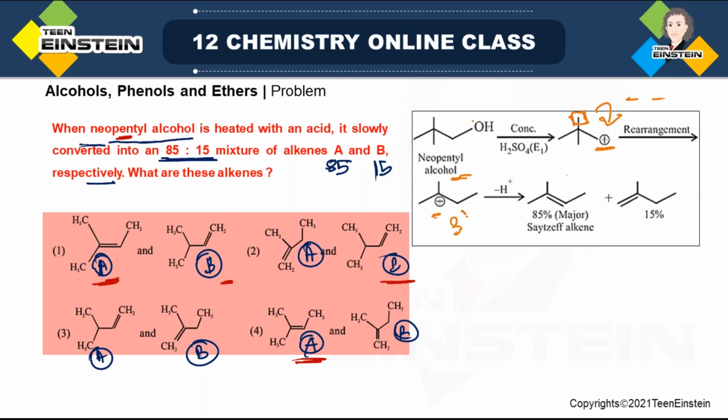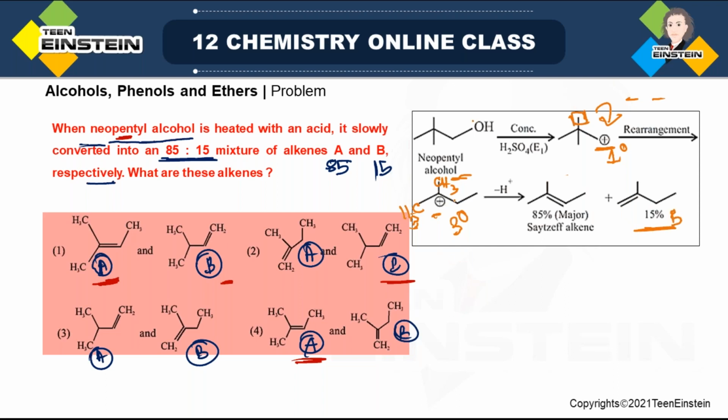Now this is 3 degree. So from 1 degree, you are now getting 3 degree. So that is the driving force for rearrangement. Now once you have obtained 3 degree, you have 2 methyl groups and both are symmetrical. If you are removing hydrogen from any of these methyl groups, then the structure that you will be getting is this. So this is B.